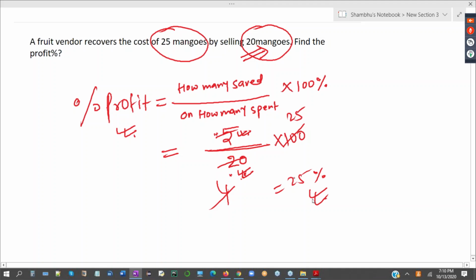Recovers means CP is SP. Yes, CP is SP. Recovering means that the price for both is the same.